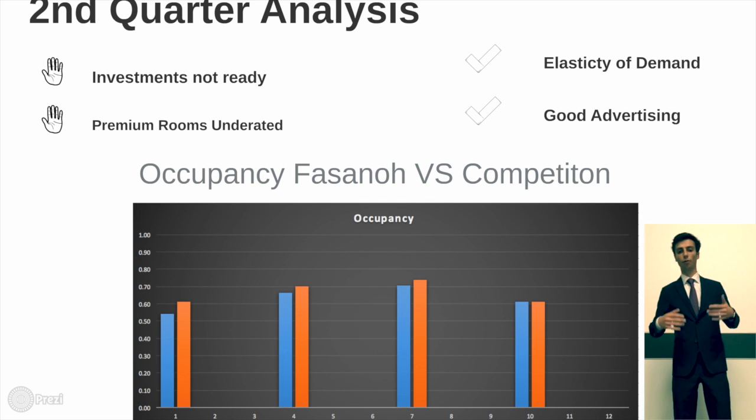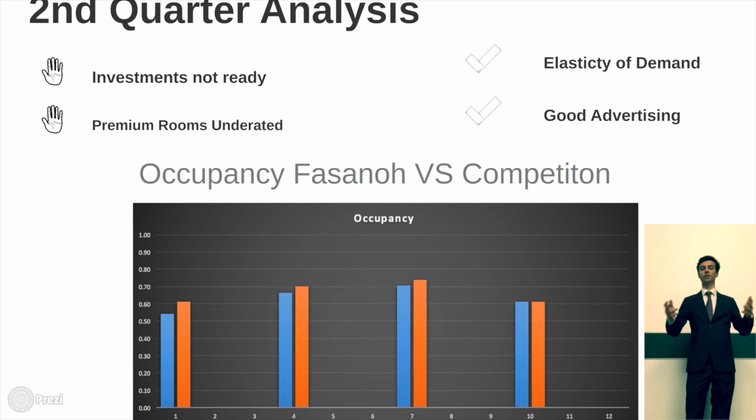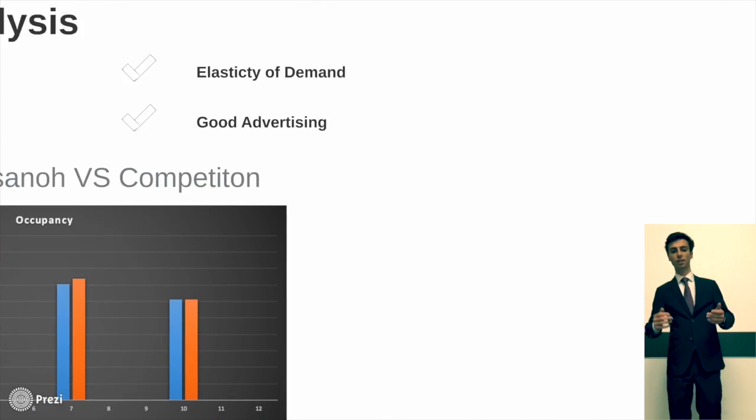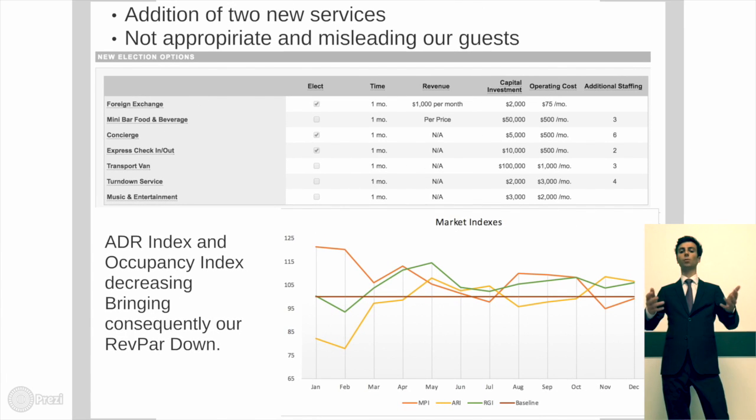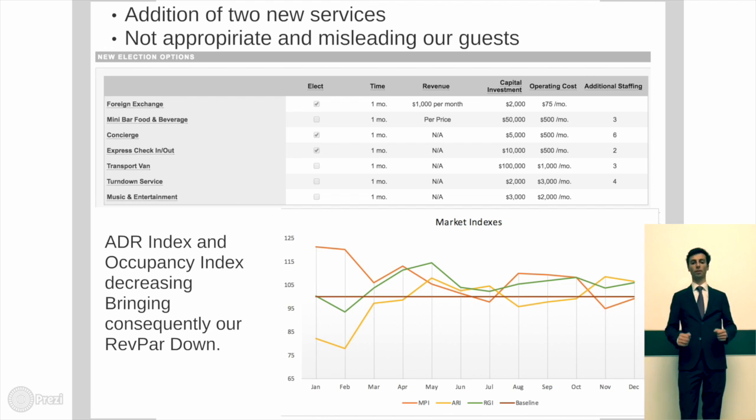Afterwards, to match our freshly achieved investment and our advertising going accordingly, we increased our fares. The price elasticity of our customers being low, the decrease in occupancy was proportionally smaller than the increase in ADR, lifting the RevPAR index up.